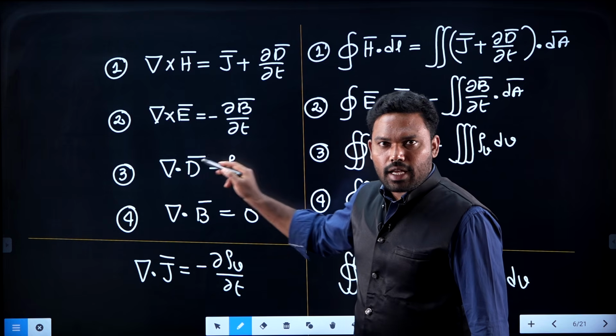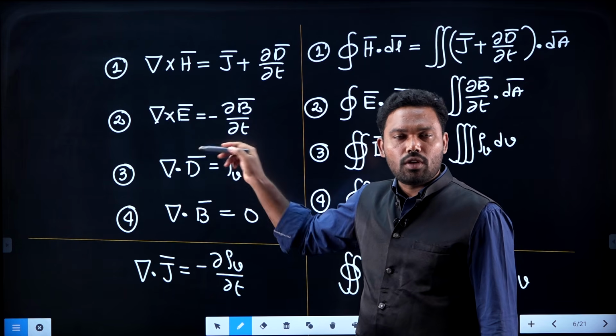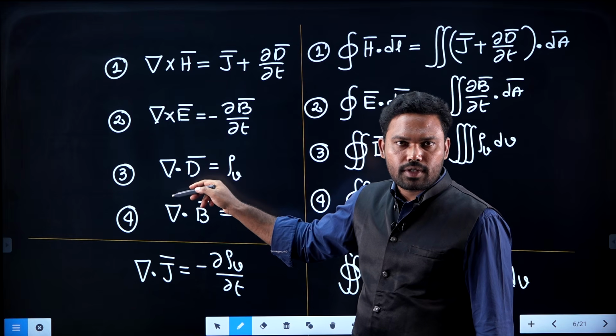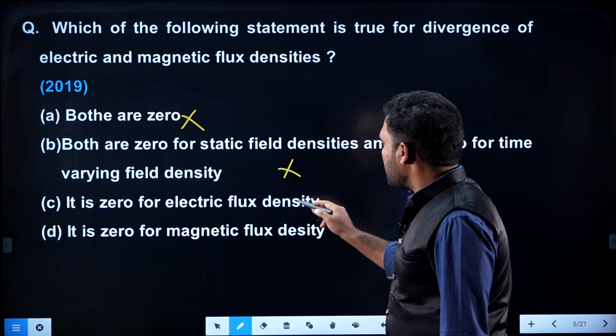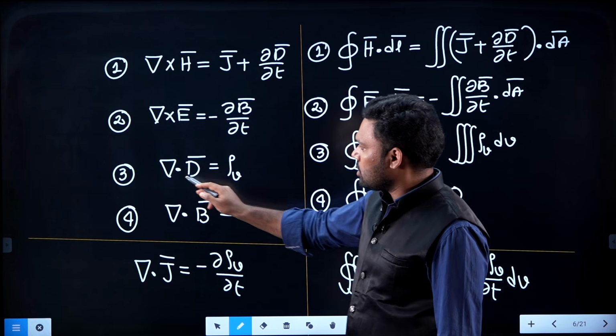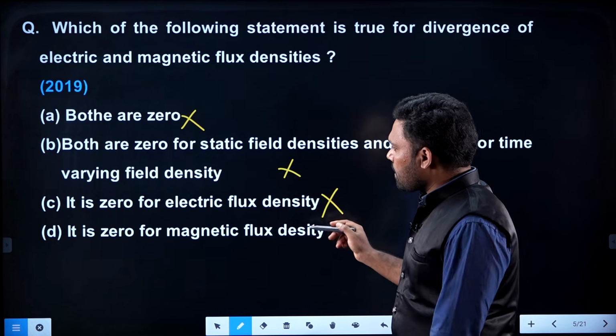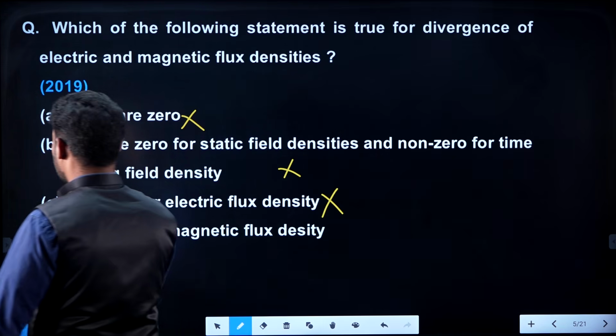Whether it is static or time varying does not matter, because there is no time dependence term here. It is always true for the static case as well as for the time varying case. It is 0 for the electric flux density? No, wrong statement. Electric flux density, it is non-zero. Divergence of D is equal to rho V. It is 0 for magnetic flux density. Yes, this is correct. Option D is the correct one.